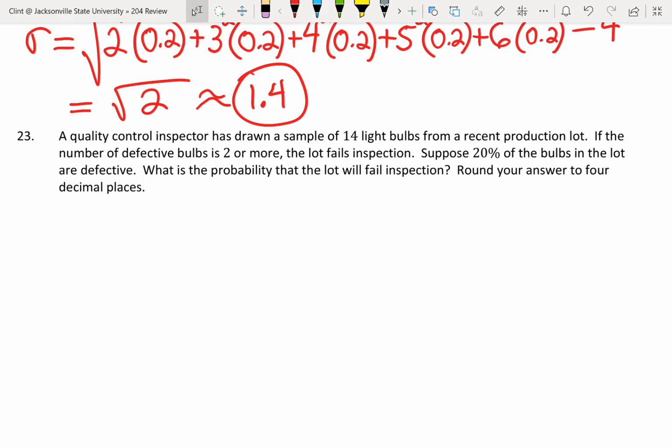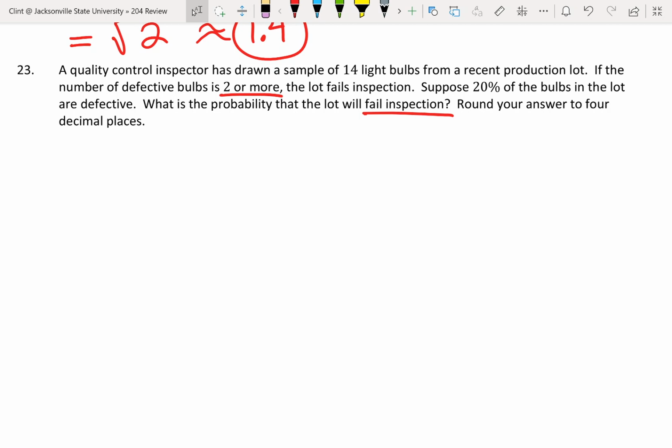It says a quality control inspector has drawn a sample of 14 light bulbs from a recent production lot. If the number of defective bulbs is 2 or more, the lot fails inspection. Suppose 20% of the bulbs in the lot are defective. What's the probability the lot will fail inspection? So, is it binomial? Because the bulb's either good or bad. I need N, P, and X. Got a sample of 14 light bulbs, that's N. If we just pick a random bulb, what's the chance it's defective? It's 20%, 0.2.